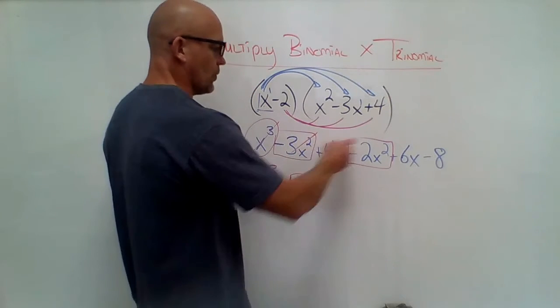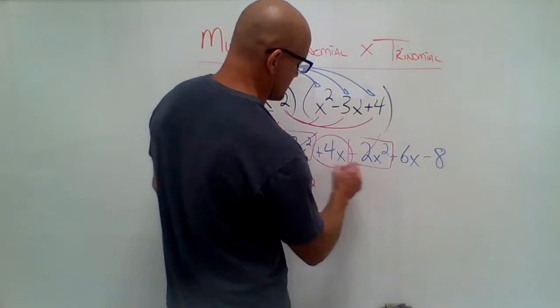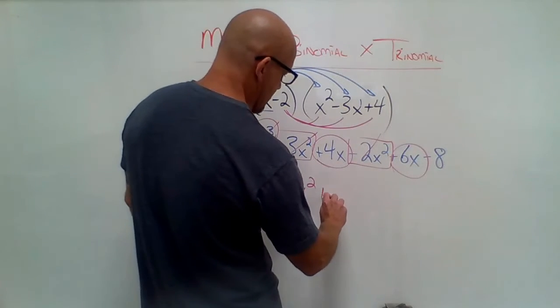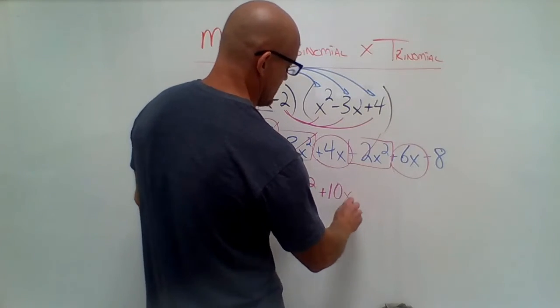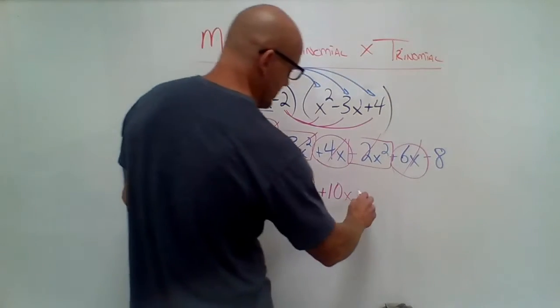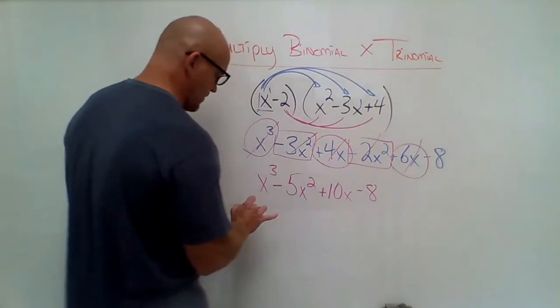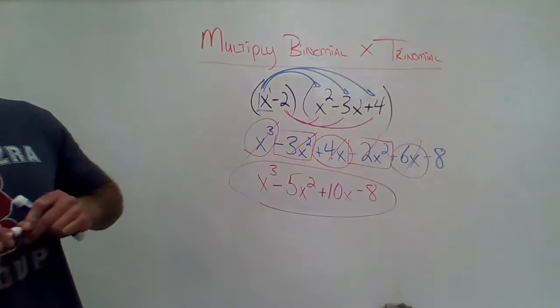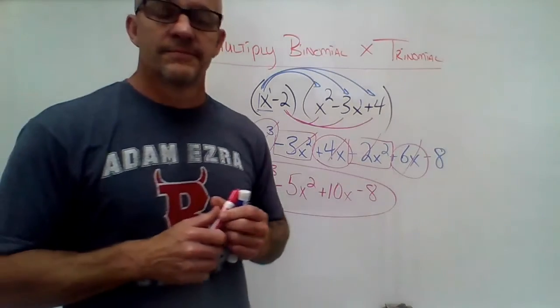Then, of course, I have my linear terms, or my x terms. I have that positive 4x and positive 6x. That, of course, is going to give me a positive 10x. Last but not least, I have a constant, that negative 8, right there. He's going to come down. There's nothing to combine him with. And there we go. I have a 4-term polynomial that is a cubic.